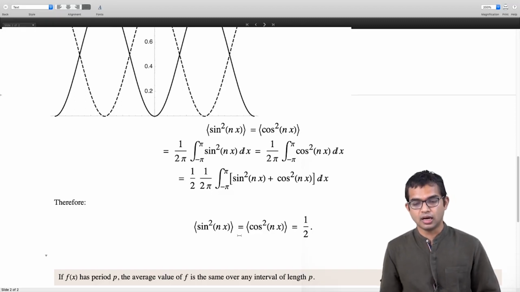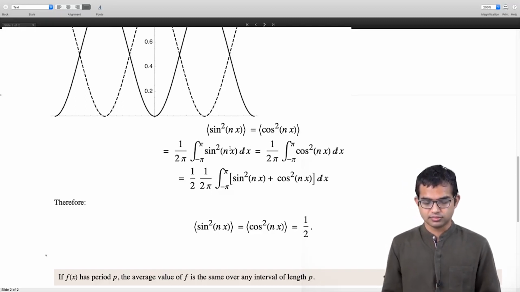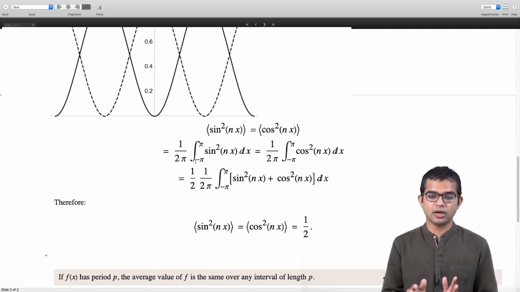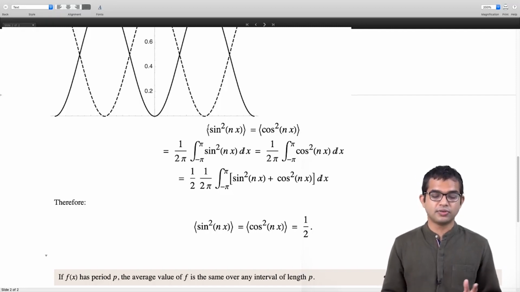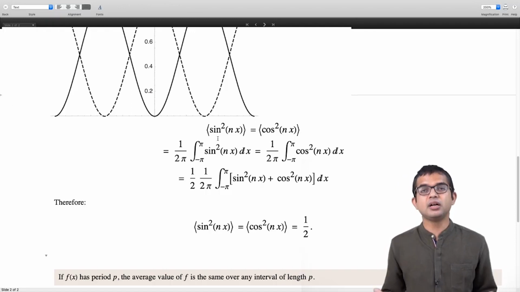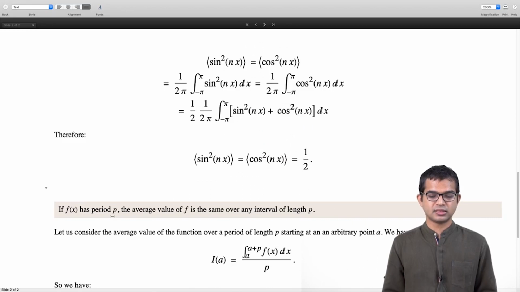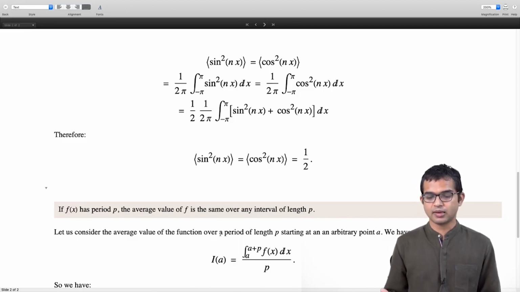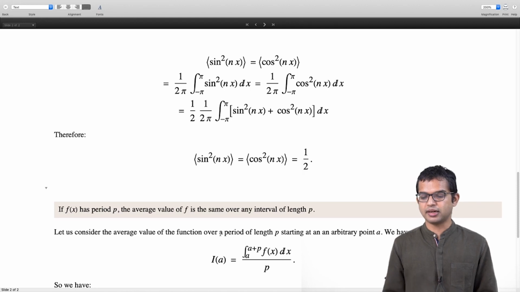I have taken it from minus pi to be safe in this argument. But all you need to do is find the period of this function, whichever function it is. If you have an f of x, an arbitrary periodic function with period p, the average value of this function f is the same no matter which interval of length p you consider. So the argument is the following. Let us consider the average of this function over a period of length p starting at some arbitrary point.